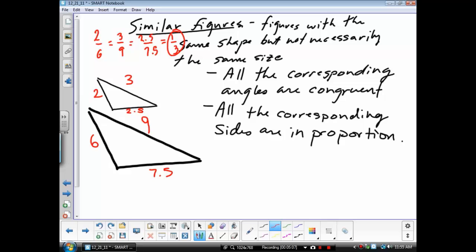So, definition, new piece of vocabulary, scale factor is what you get when you make a ratio of two corresponding sides. So scale factor is the ratio of two corresponding sides.